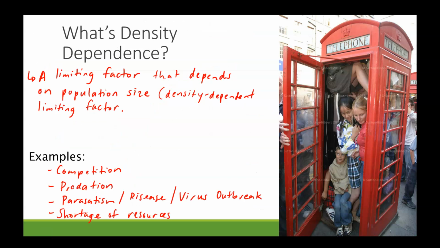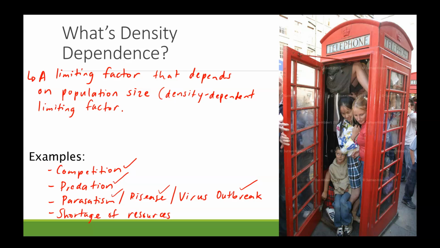So there's going to be two types of limiting factors, two broad categories. The first category are density-dependent limiting factors, which are simply limiting factors that depend on the population size. So as the density of the population increases, we're going to see things like competition increase, predation increase, parasitism, disease. A virus outbreak is going to have more of an impact on a densely populated ecosystem or community, right? And then shortages of resources. So density dependence is our first type of limiting factor that we're going to look at.